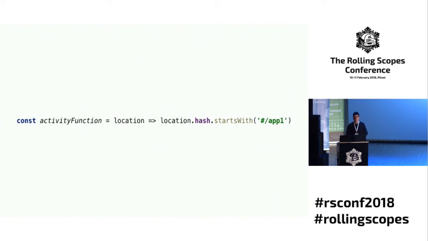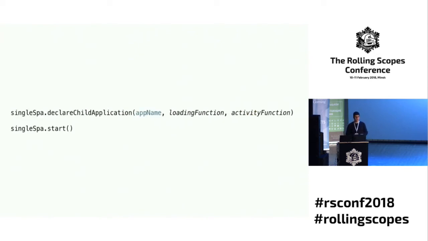You can also put any other condition here. For example, you can listen for a window scroll. So if you have some micro app that's living at the bottom of your page, you won't load that until the user scrolls to the bottom of the page. Basically, you can do anything here. And the activity function must return true or false.